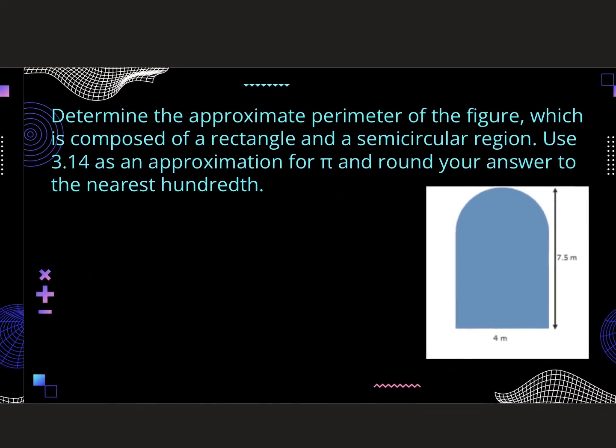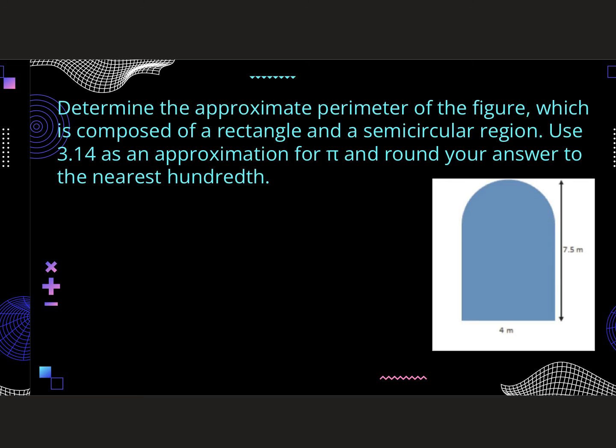All right, so this one was similar to yesterday. I want you to pause this video and reflect back on the notes from yesterday where we looked at the area of this figure. It says the figure is composed of a rectangle and a semicircle region. Use 3.14 as the approximation for pi and round your answer to the nearest hundredth. Go ahead and pause the video and try this one on your own.